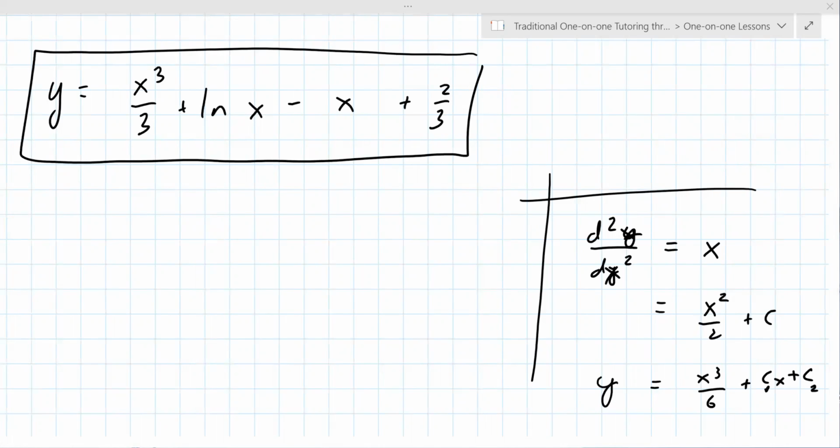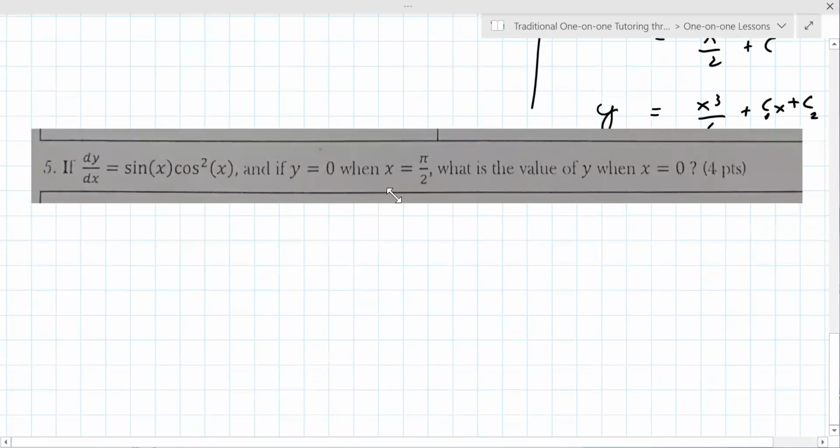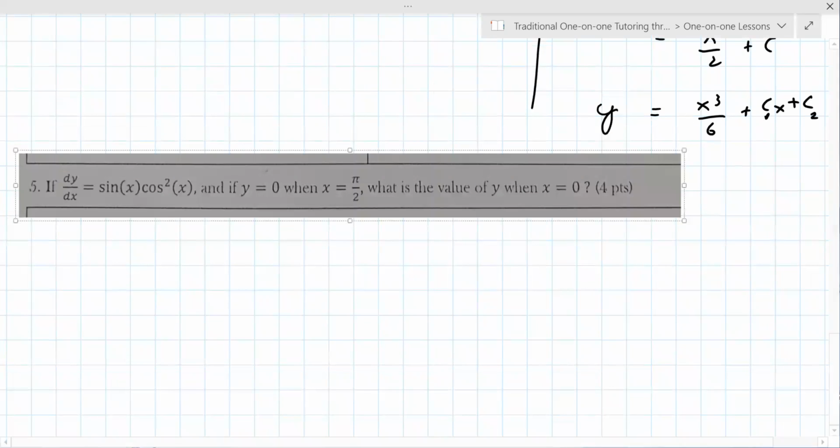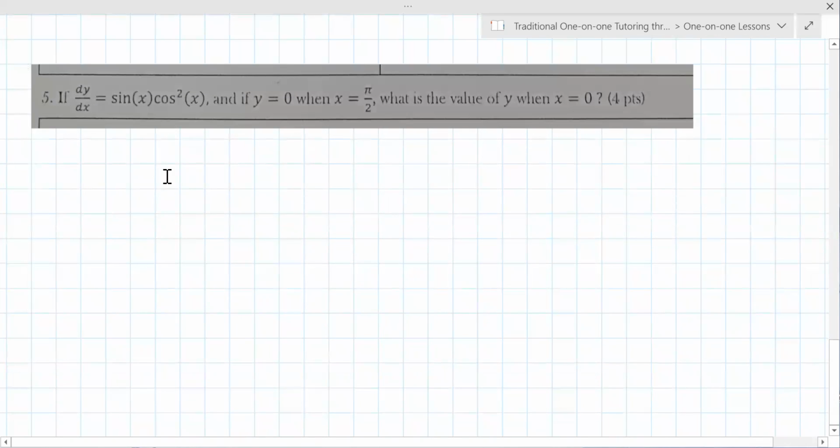Okay, number 5. Whole new problem here. Number 5 is a differential equation. They're giving you the differential equation on the left. This is the initial condition, it's just in a different format this time. And then what they want you to do is use whatever you come up with to evaluate it at 0, zero for x.